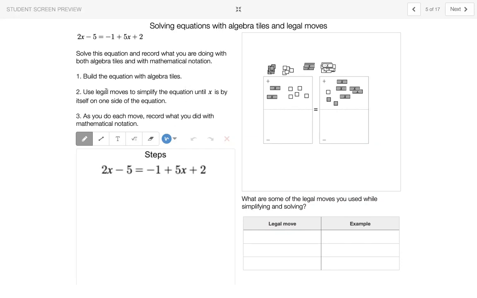Hello everyone, we are now on step 2. Please watch the first video to see how to build the equation with algebra tiles.